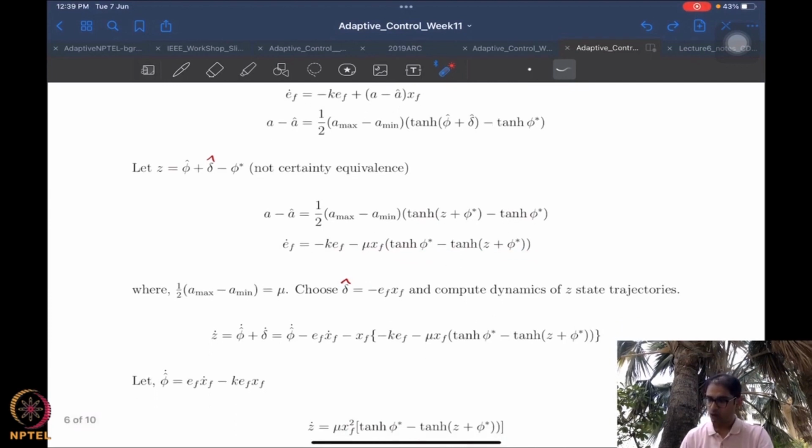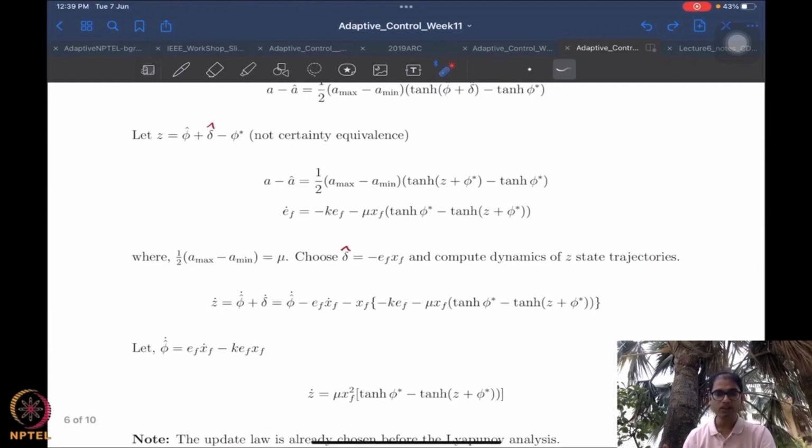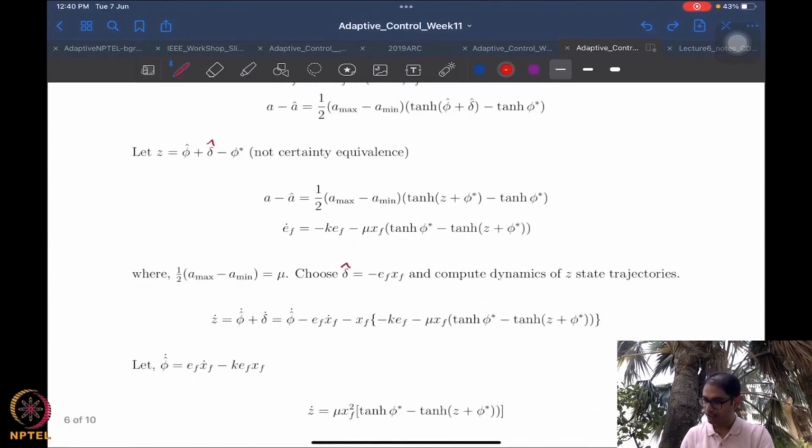Now, we have to choose two things. One is how delta hat is obtained, and the other is how phi hat is obtained. Delta hat is not given any dynamics. It is simply defined as minus EFXF.